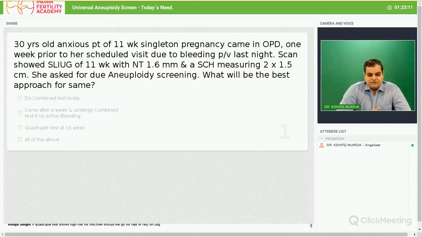So the best option is to ask the patient to come after 1 week once the bleeding has stopped, and do the combined test. But even if you have done it, it will not jeopardize your reports. So the best option right now is to do the test after a week, once the bleeding is stopped. All of the answers are okay, but among them the best is to do it when the bleeding stops.